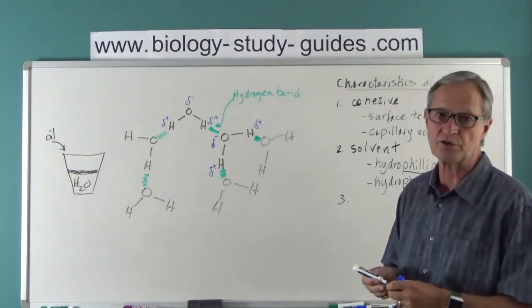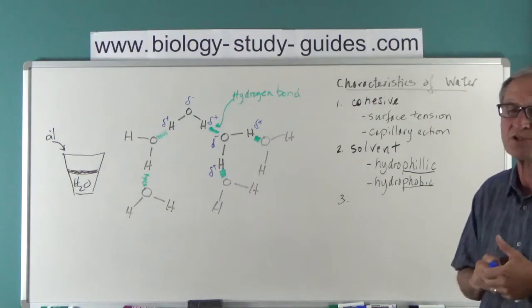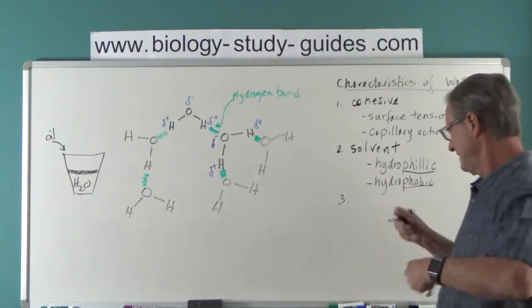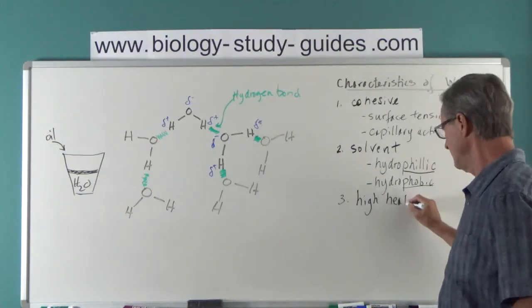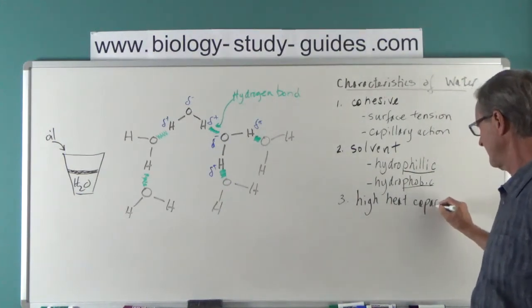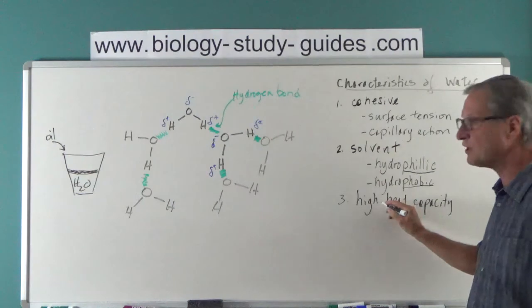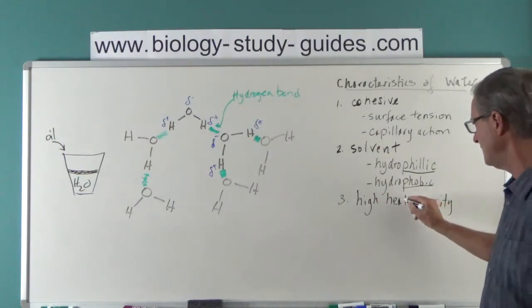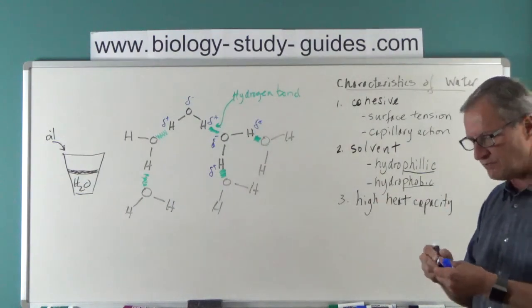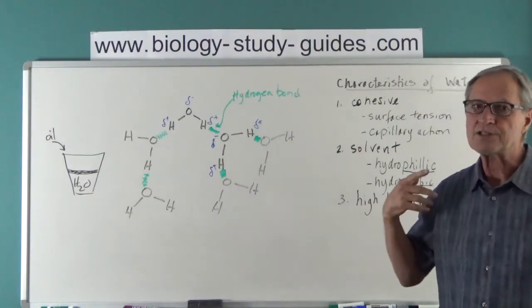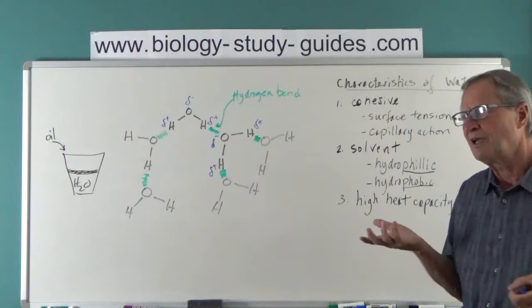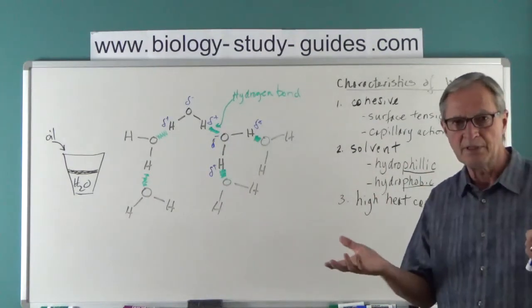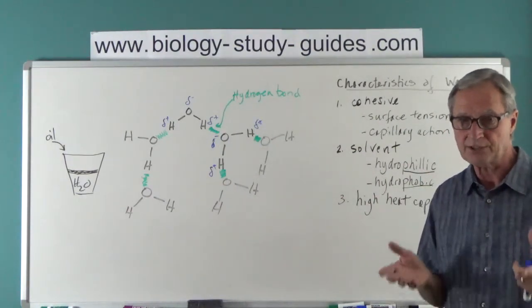A third characteristic of water is that it has a high specific heat capacity. Now that is a lot to say. High specific heat capacity, we just call it high heat capacity. What it means, quite simply, is that it takes a lot of energy to change the temperature of water. I mean, sure, you think, oh yeah, we put it on the stove, we heat it up. Yeah, but that's a lot of energy. That's a lot of energy.